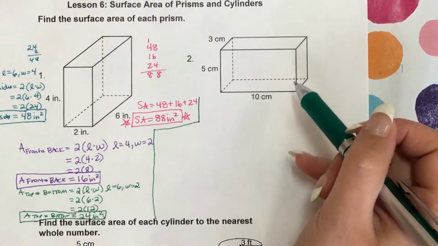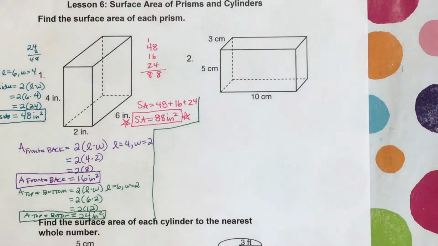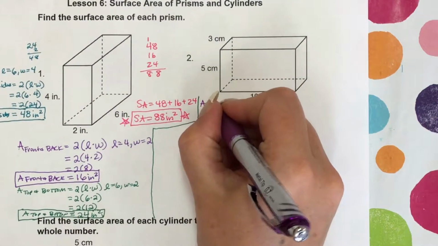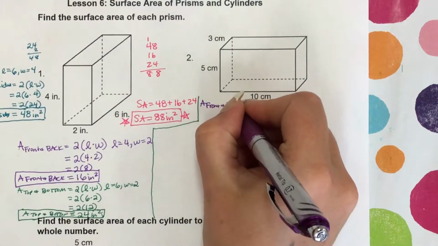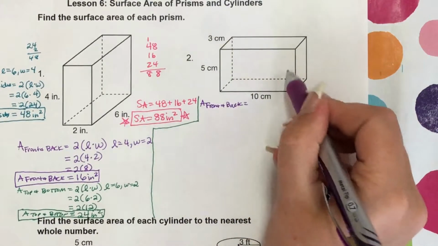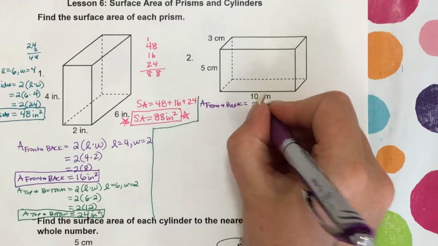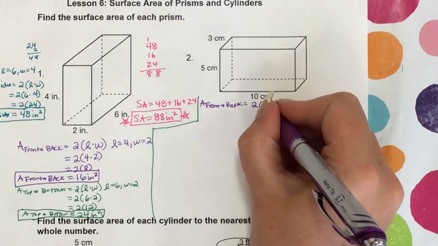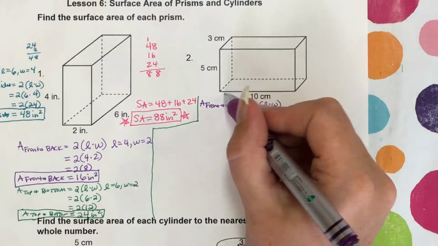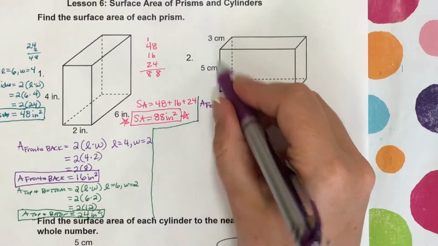I'm going to start with the front and the back. So area of front and back equals, and there's 2 of them that are exactly the same. The front and the back have the same dimensions. So it's going to be 2, since there's 2 of them, times length times width. And the length is 10, so L equals 10. And then the width of the front is 5.